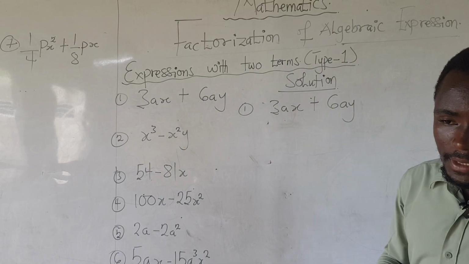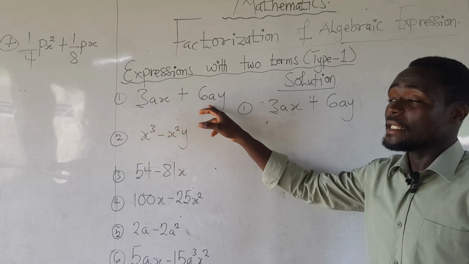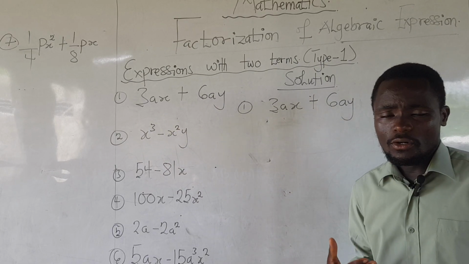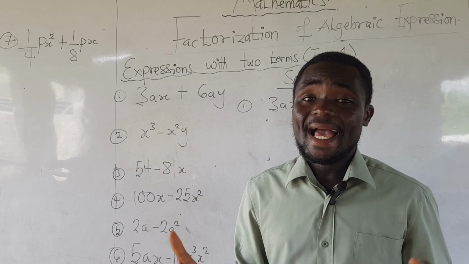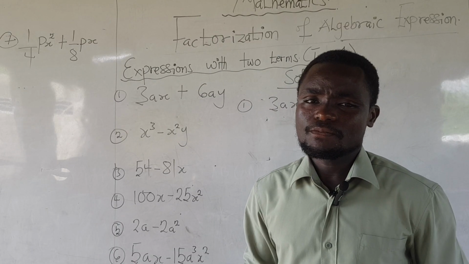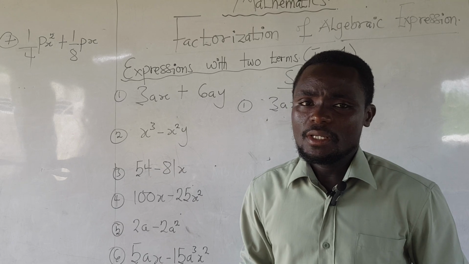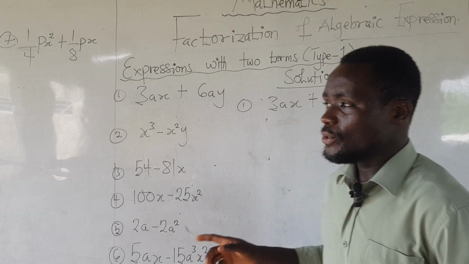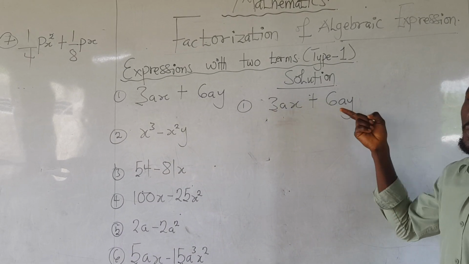As you can see, question number one says we are to factorize 3ax plus 6ay. What normally comes into mind under factorization is to identify like terms. Most of the time, students find it confusing when factorizing an expression, especially when asked to identify the common terms among these two terms within the expression. So we are going to find the common term over there.